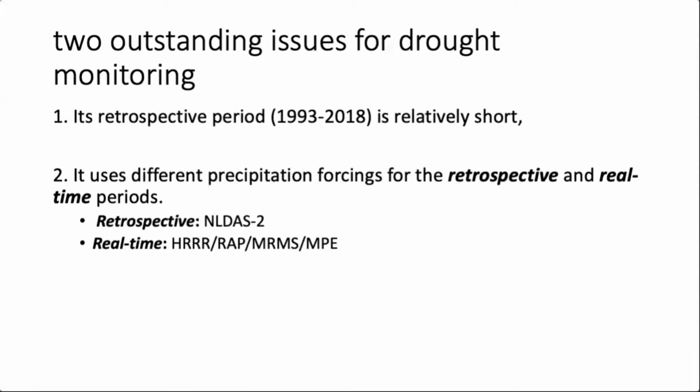For the retrospective, the meteorological forcing is from NLDAS-2 and is consistent, but for the real-time National Water Model forcing, precipitation comes from HRRR, RAP, and MRMS, blending the meteorological forcing. This makes some difference. We need to consider it in future applications for drought monitoring.